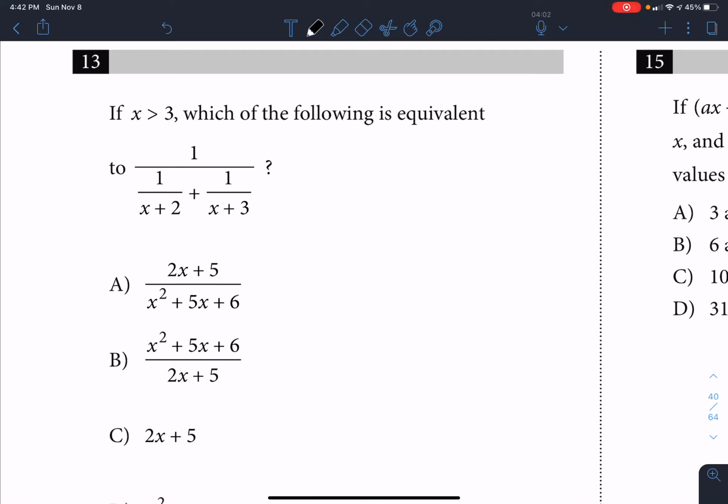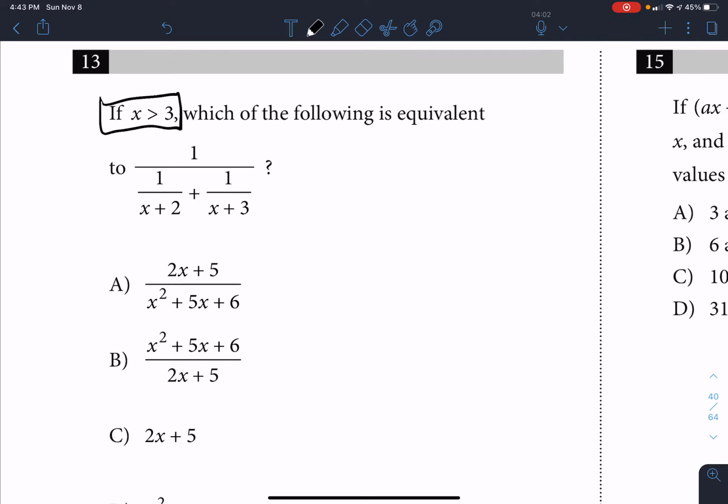Hey guys, welcome back. For number 13, if x is larger than 3, which of the following is equivalent? Now first, some of you might get tripped up by this. X larger than 3. For the most part, you don't need to know that. Usually the reason why they do this, x is larger than 3 or x cannot be equal to 3, is just there so that you don't divide by 0 or create something that's not real.